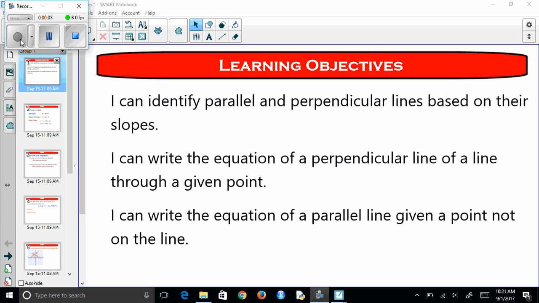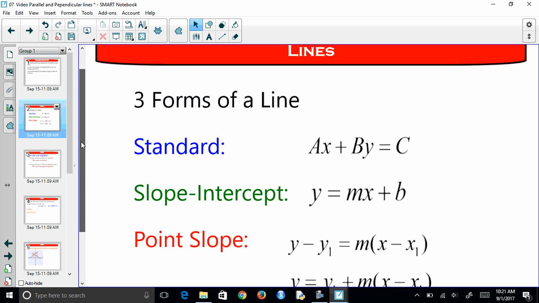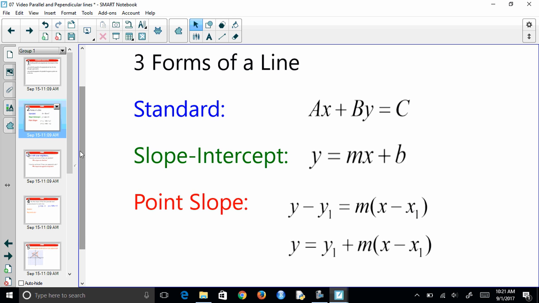Hello, today we're going to look at parallel and perpendicular lines and writing equations for both of those given different situations. So what we're going to do is first look at the three forms of a line. There is your standard form, which we don't use all that often, ax plus by equals c. Slope-intercept and point-slope we use much more often. I tend to use the first one, but some books tend to use the second one. If you're familiar with one, go right ahead and keep using it.